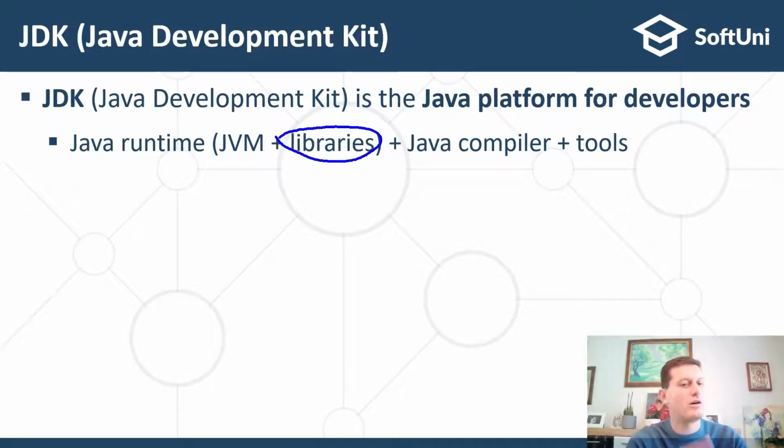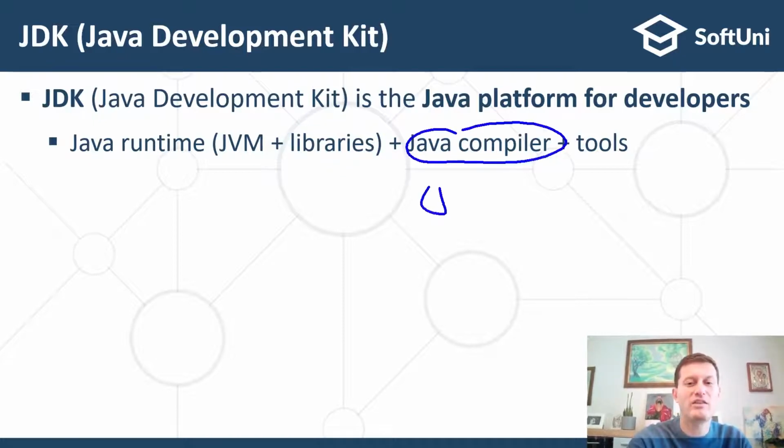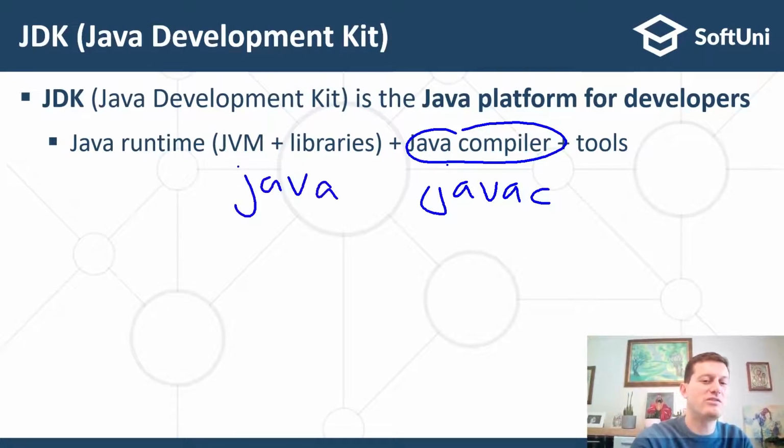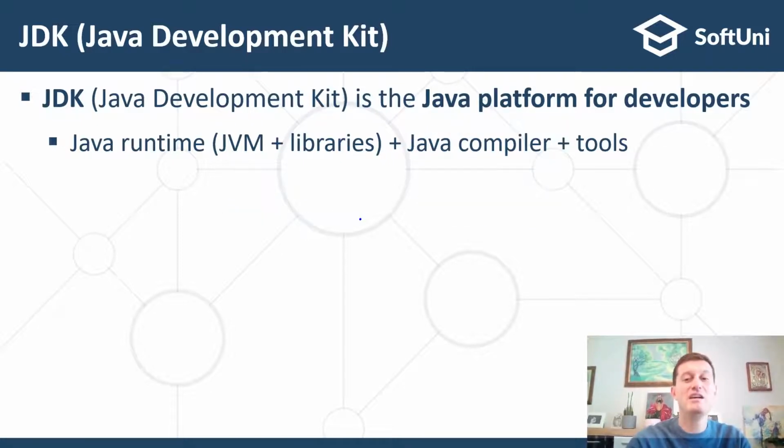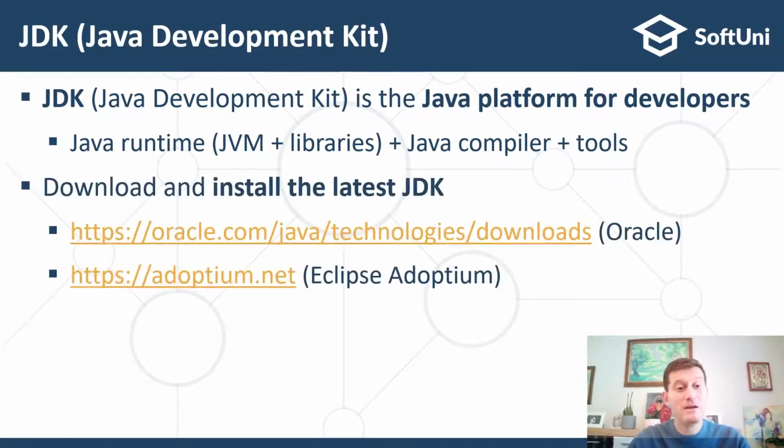such as java.io or java.util. The Java compiler is javac, and the java and javac commands are part of JDK, and some tools like jconsole, like debuggers, and many others, like documentation generators, etc.